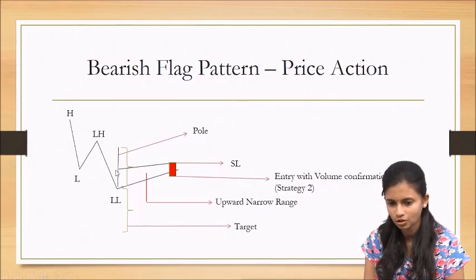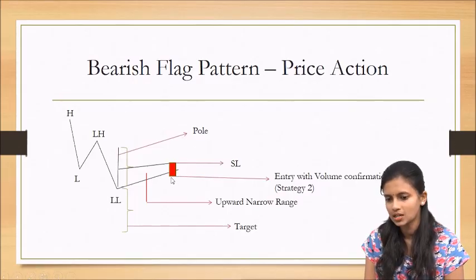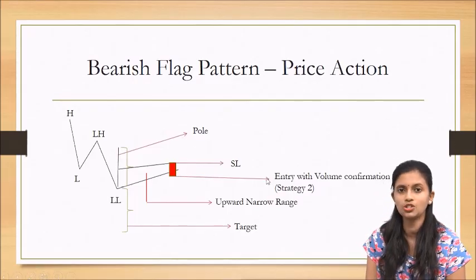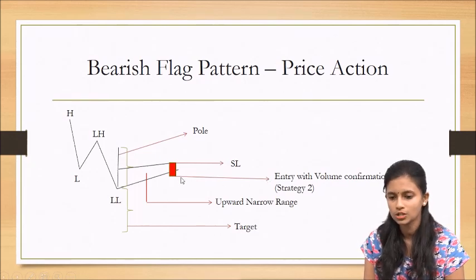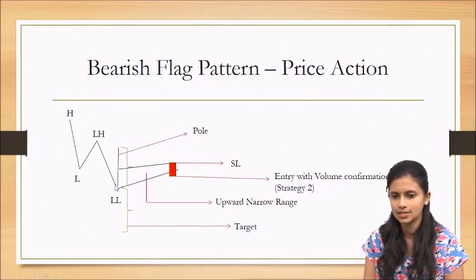Then when you draw this trend line, this candle is a breakdown candle, so entry will be here. Again, as per strategy 2, that is with volume confirmation, please make a note of it. Strategy 2 is to be applied here along with volume confirmation. Stop loss will be above this candle and target will be this pole size.